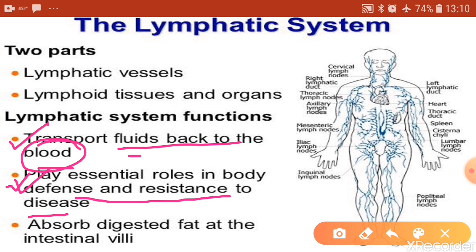And the third important function is that of the lymph capillaries which are present in the villi. Try to recall, I've discussed villi in the topic of the human digestive system. So villi are the finger-like projections. The villi, apart from having the blood capillary, also have a lymph capillary. So this lymph capillary, which is present in the villi of the small intestine, absorbs the digested fat, okay, and finally transports it back to the blood.